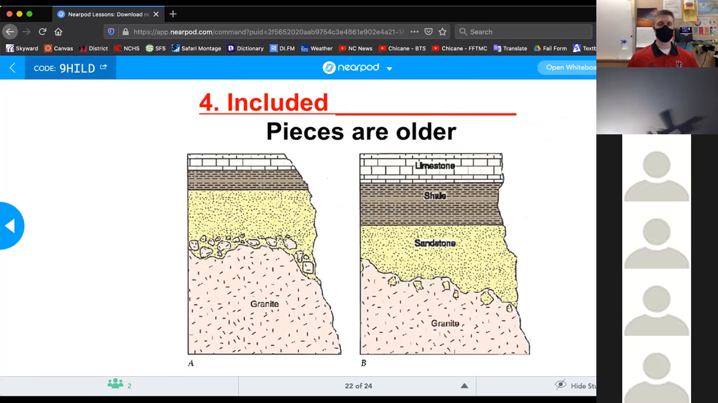And then the last little one is included fragments. So anytime there are pieces of one kind of rock in another kind of rock, those pieces are older, which makes sense. I mean, the pieces have to exist in order for the other rock to form around them. So they have to be there first. They have to be older. With these two diagrams, they look very similar, but in actuality, the way that they form is completely different.